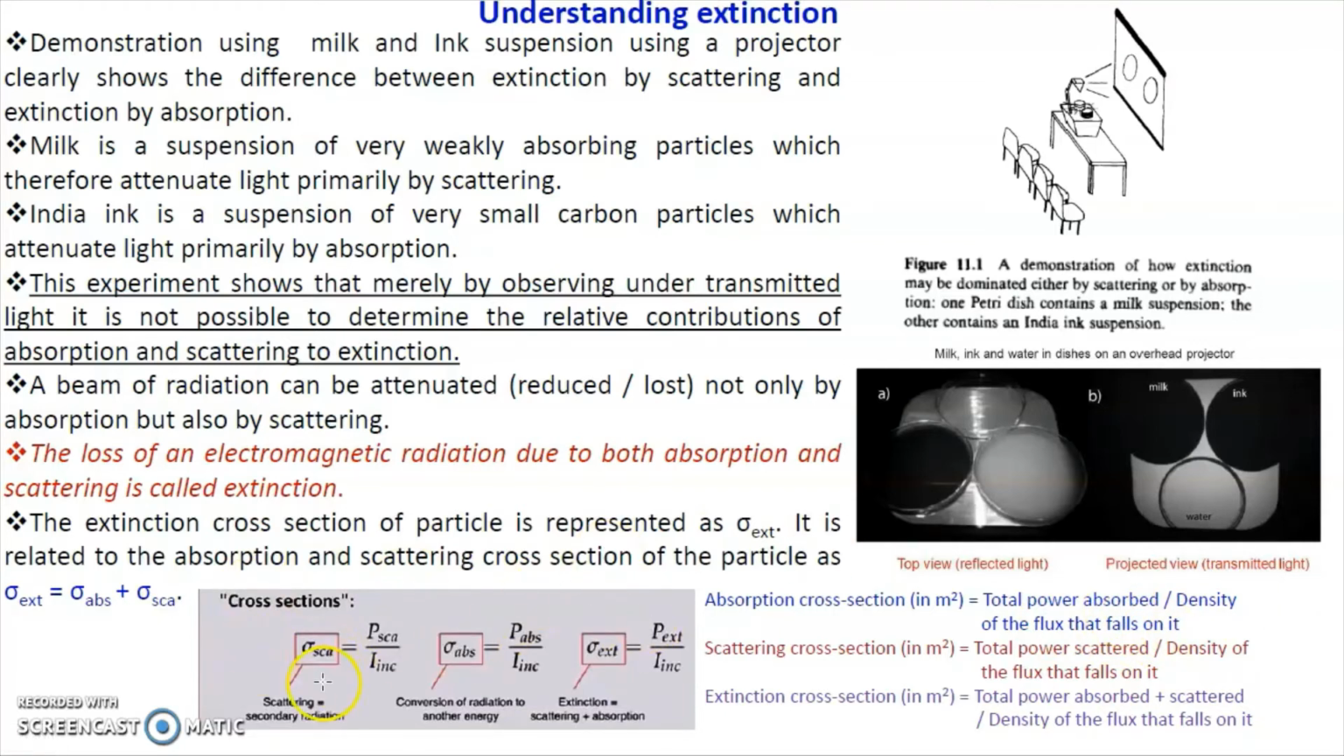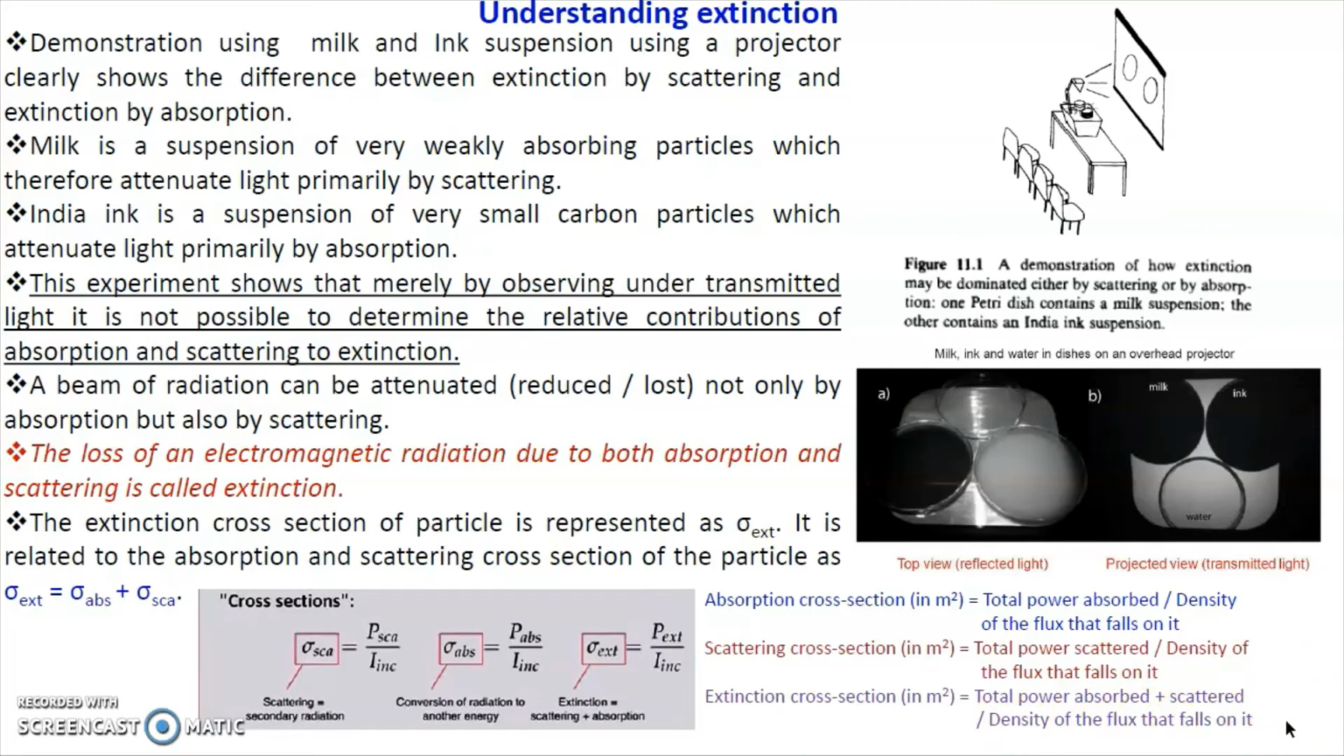Then you can define these two, right? So what will be the value of sigma extinction? Sigma extinction is nothing but P extinction divided by I incident. But as I said, P extinction is nothing but P absorbed plus P scattering. Therefore we can define the extinction cross section as equal to the total power which is absorbed plus scattered, a combination of both of these two, divided by the density of flux that falls on it.